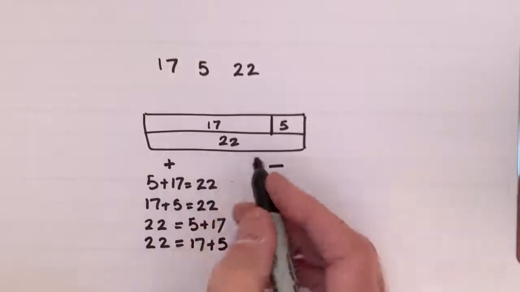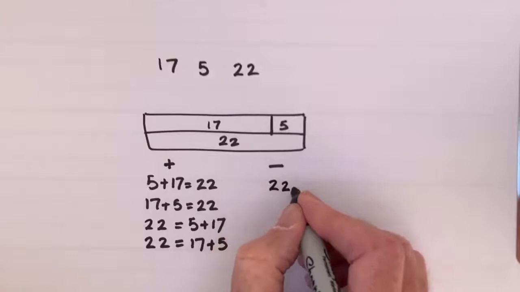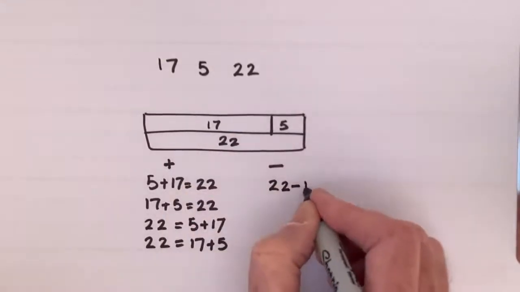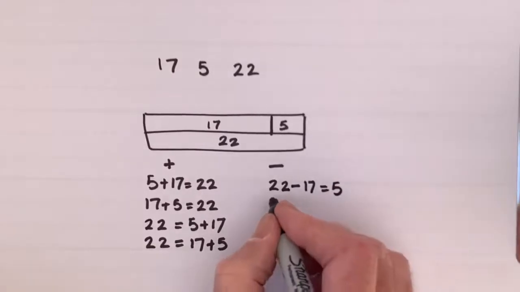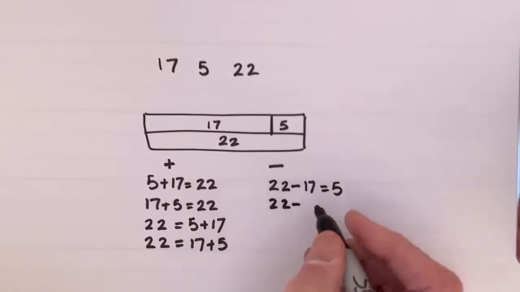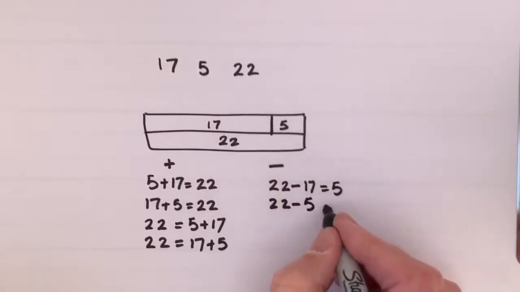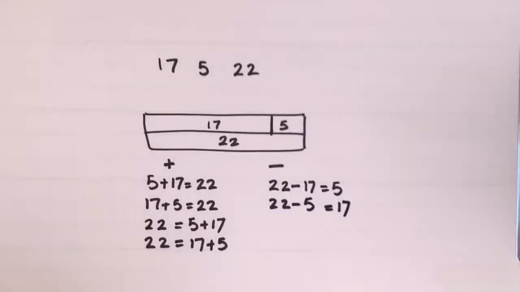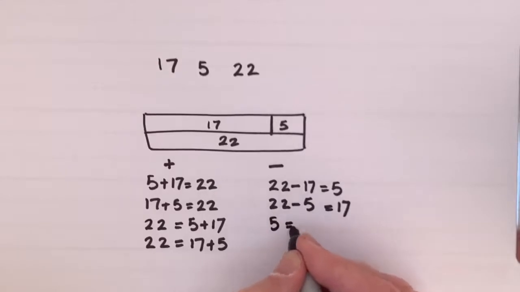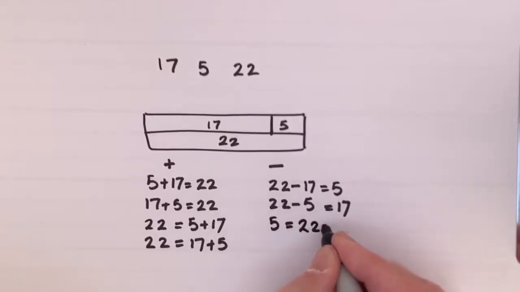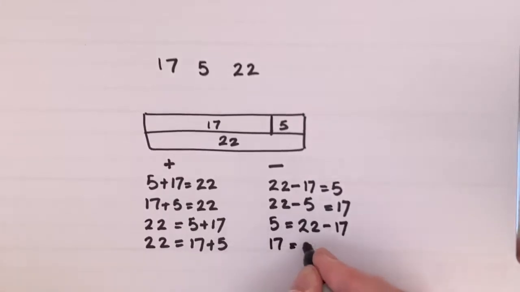Subtraction problems. I've got 22 and I can subtract the 17 and I can see I've got 5 left over, and 22 I can subtract the 5 and see that I've got 17 left over, and in the same way I can reverse these. I can write that 5 is equal to 22 minus 17, and also that 17 is equal to 22 minus 5.